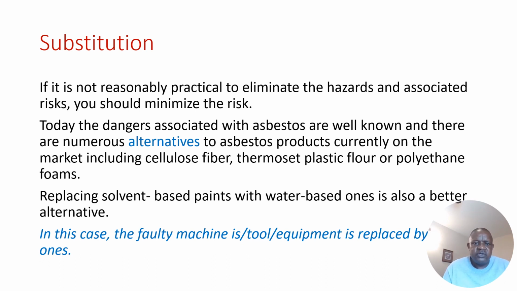So substitution is actually removing the material that could pose danger to employees from the workplace and substituting that with something that is safe. For example, if a machine is dangerous to employees, after a period of time several accidents have happened while employees are working with this particular equipment or machine, then it is a safe idea to replace it with another alternative. That is what we mean by substitution. Removing that one that is dangerous and bringing in that one that is a little bit safe.